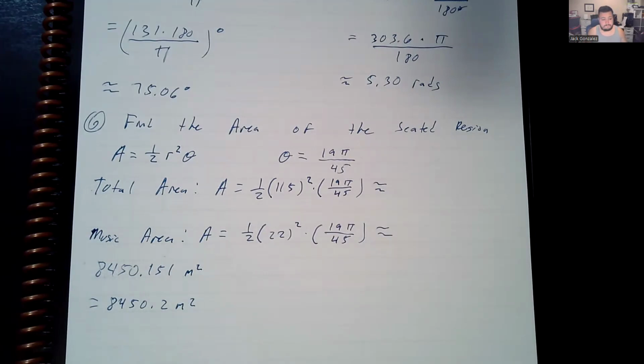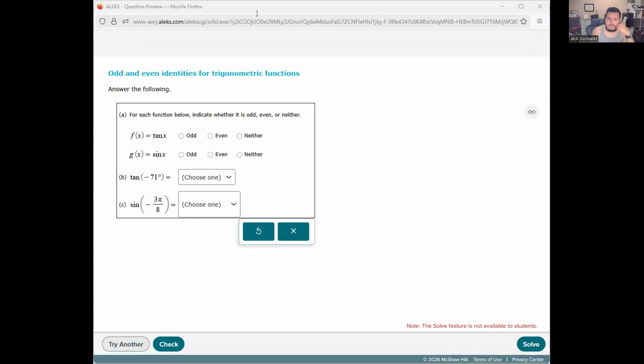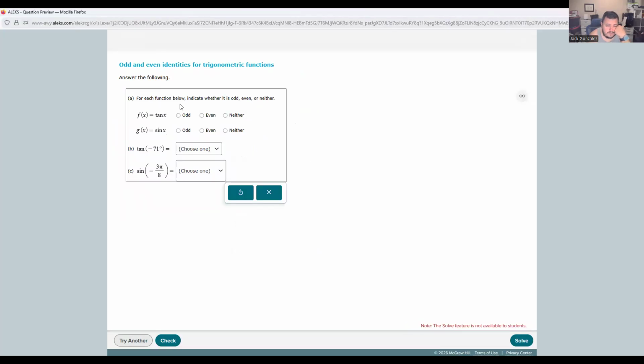Okay, let's go to the next one. Okay, so this is number 7. Pretty straightforward. It says determine which one is even or odd. I gave you a formula that told you which one was which. The way I remember it is the only ones that are truly even are cosine and its reciprocal. Everything else is odd. So I don't see cosine or secant, so odd.